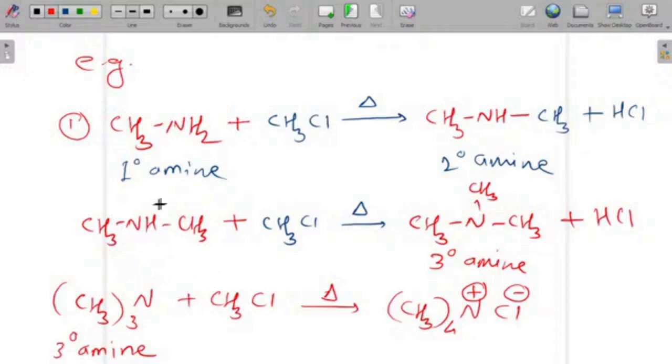So I have given the common names for this, that is primary amine, secondary amine, tertiary amine, and now quaternary amine. This is methylamine, dimethylamine, trimethylamine, then tetramethyl ammonium chloride. This is the salt. So this is the example for this alkylation reaction.